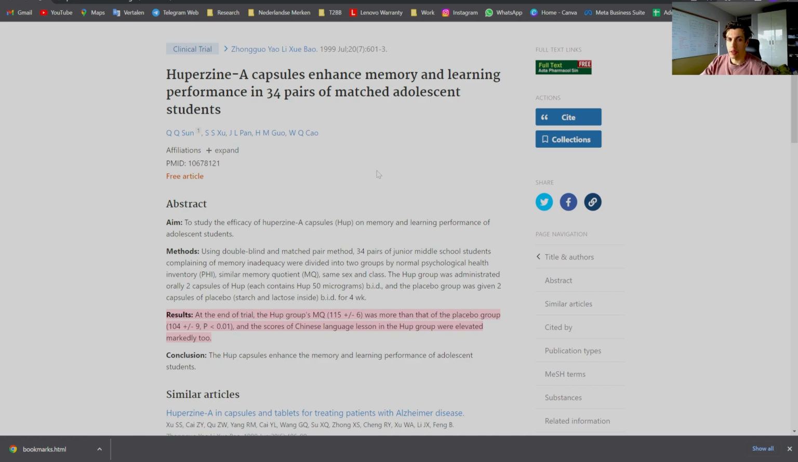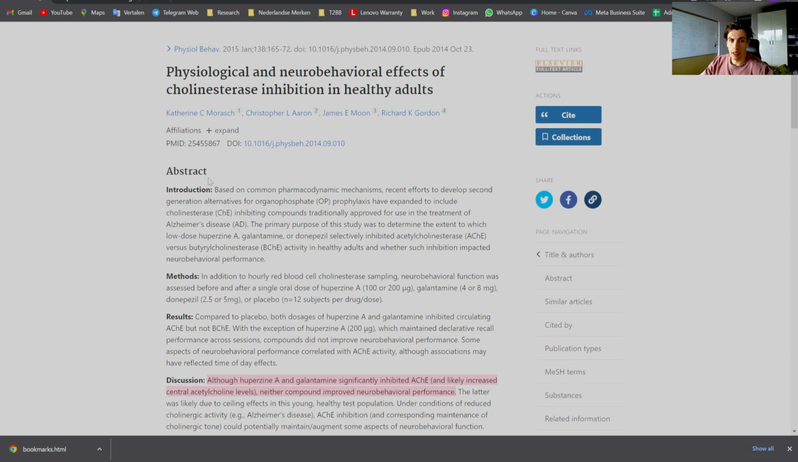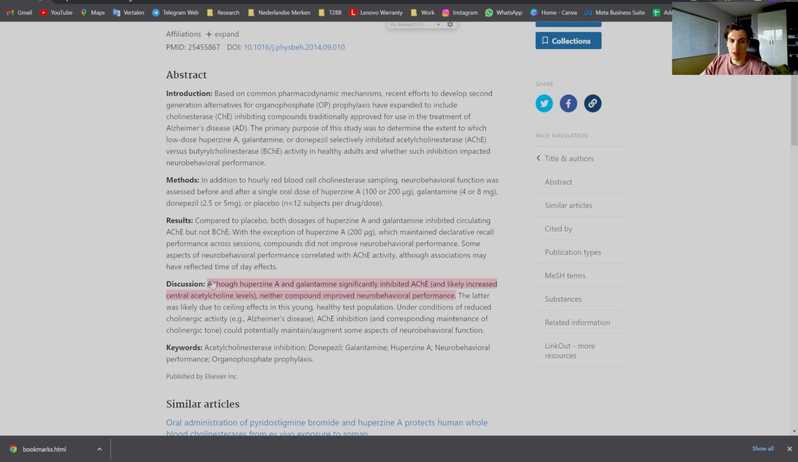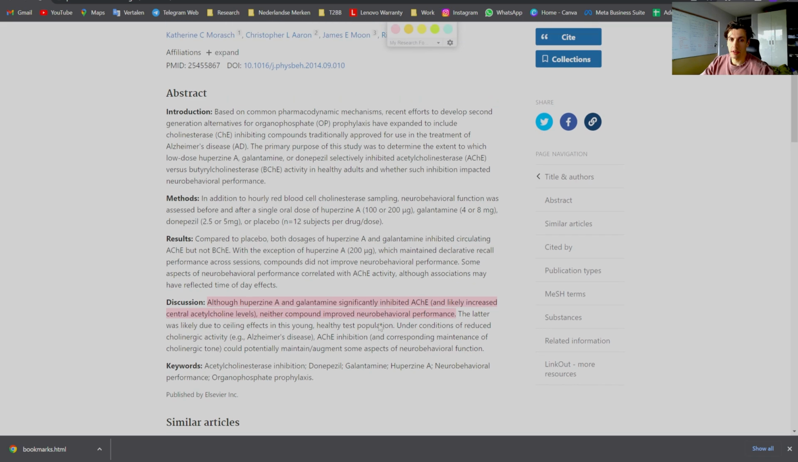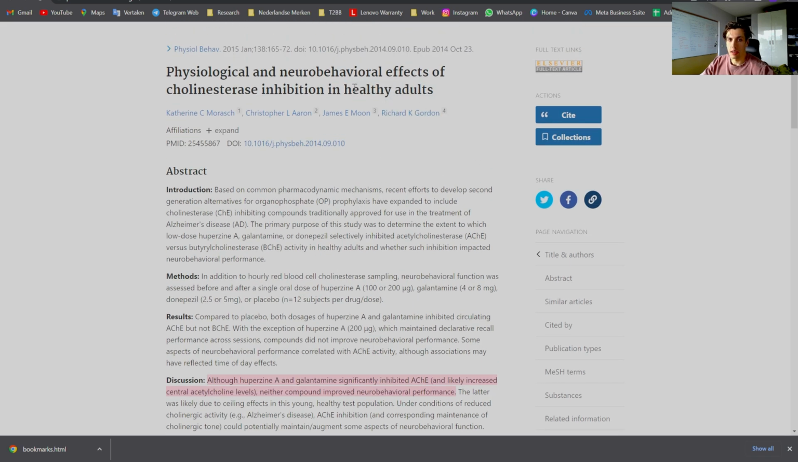So here, for example, we have a study that was looking at healthy students, and the possibility of Huperzine A to enhance memory and learning. And in this case, they saw an increase in memory and learning capacity. So this is a positive outcome. However, here we have another study in healthy adults. And the conclusion from this study was that neither compound, and they were looking at Huperzine A and another compound, improved neurobehavioral performance. So here, they didn't see any effect in healthy adults.